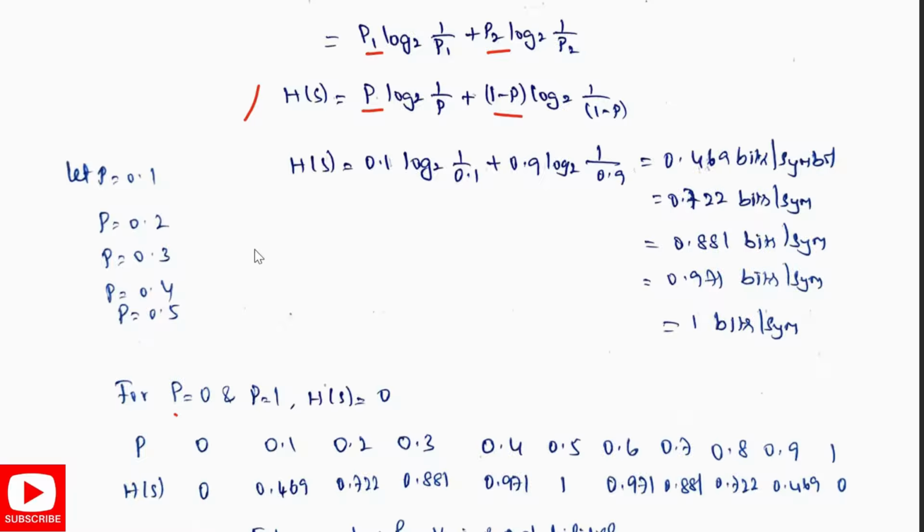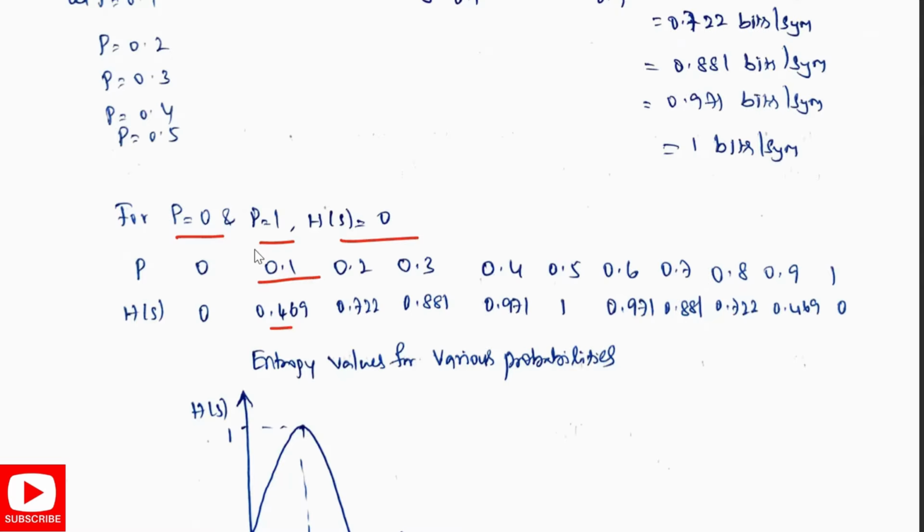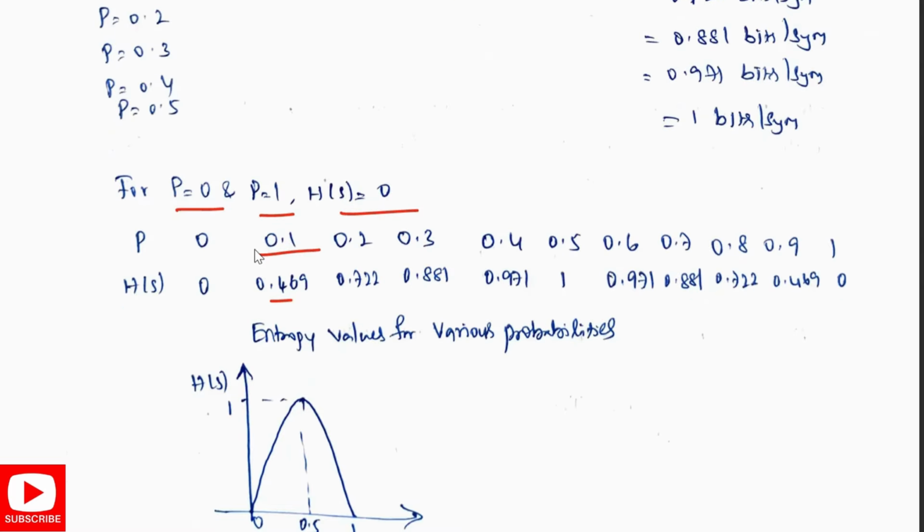On summarizing that, for P equal to 0 and P equal to 1, H of S is 0. Write down the values for that. If P is 0.5, what do you get? H of S as 1. So we have the entropy values for the various probabilities. Now plot the graph H of S versus P, as they have asked for.